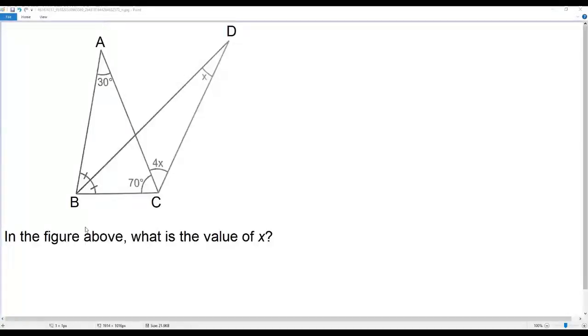Here we have a set math question. There is a figure given over here. In the figure above, what is the value of x? Okay, in the given figure, we have to find the value of x.